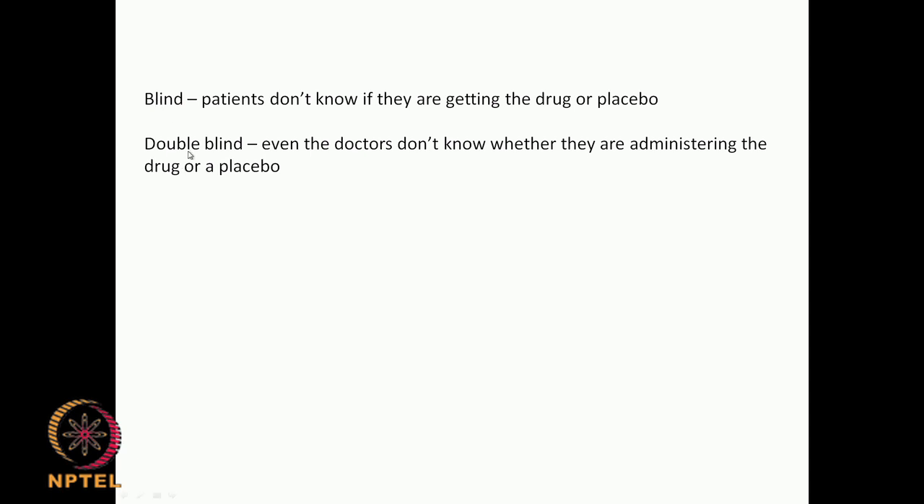Now what is double blind? So here the doctors who are administering the drug also will not know whether they are giving a placebo or the drug, because if the doctors know whether they are giving a drug, inadvertently or involuntarily they may be passing on the information to the patients. So the doctors also will not know whether they are administering a drug or a placebo. The patients or the volunteers also will not know whether they are getting a drug or a placebo. So that is called a double blind test.